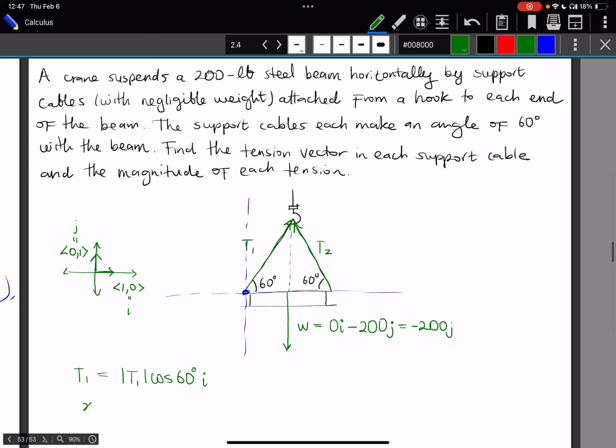So here we're using that x can be written as r cosine of theta, where r is the distance between the origin and the location of the point, and theta is the angle between the positive x-axis and the vector. So there's that, and to get the y-coordinate we're going to use y equals r sine of theta, which in this case is going to be the r, so the distance between the origin of this plane to where the endpoint of T1 is, and that's the magnitude of T1, multiplied by the sine of 60 degrees.